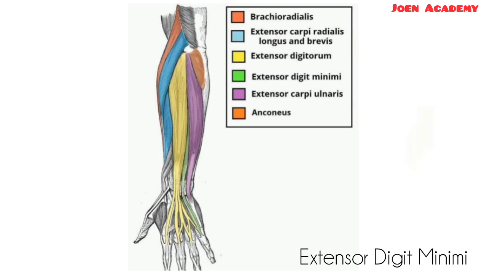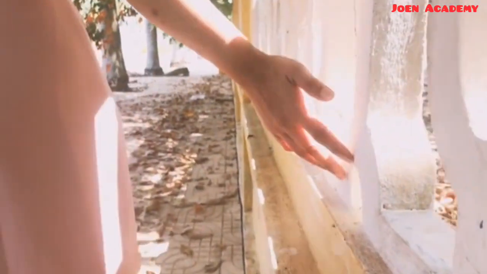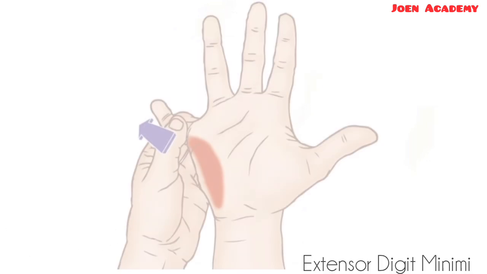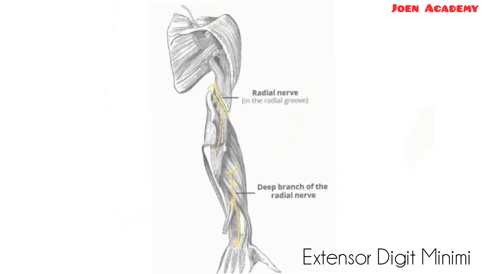The extensor digiti minimi is thought to originate from the extensor digitorum muscle. In some people, these 2 muscles are fused together. It lies medially to the extensor digitorum. It originates from the lateral epicondyle of the humerus and attaches, with the extensor digitorum tendon, into the extensor hood of the little finger. The action is that it extends the little finger and contributes to extension at the wrist. It is also innervated by the deep branch of the radial nerve.